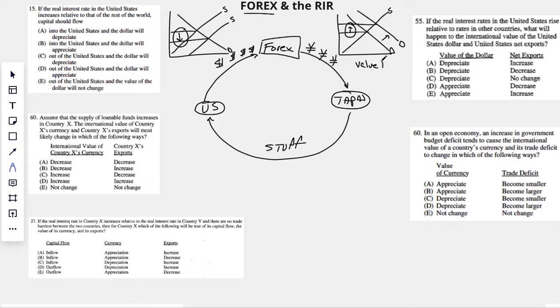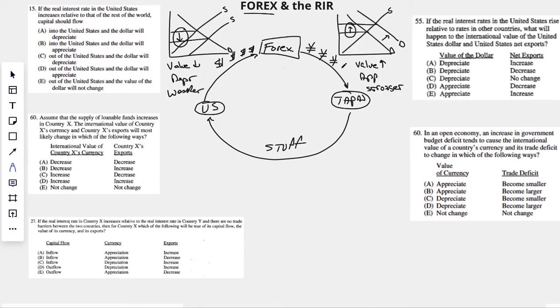We could say this a couple different ways. We could say it appreciates. We could say it gets stronger. All of these are saying the same thing. Over here, we know that the value of the US dollar is going down. We could say that it's depreciating. We could say that it's getting weaker.